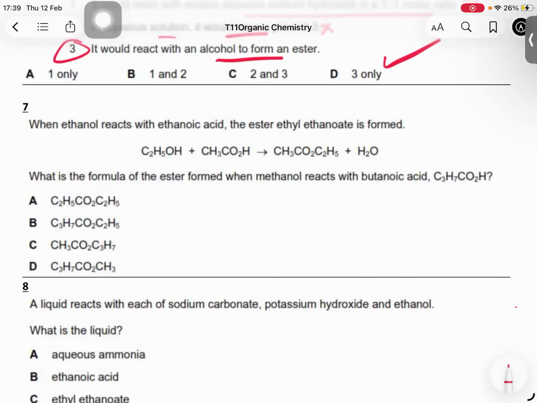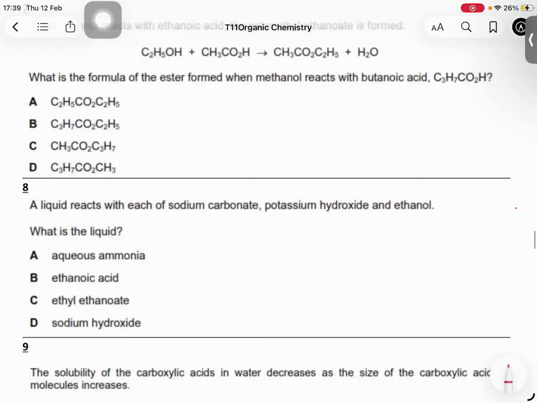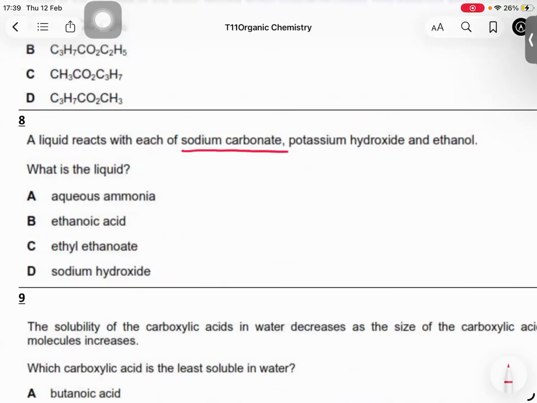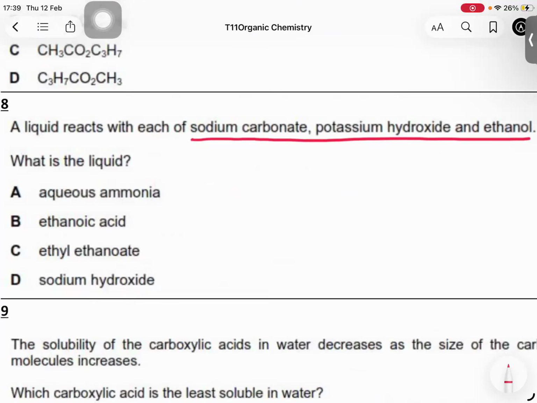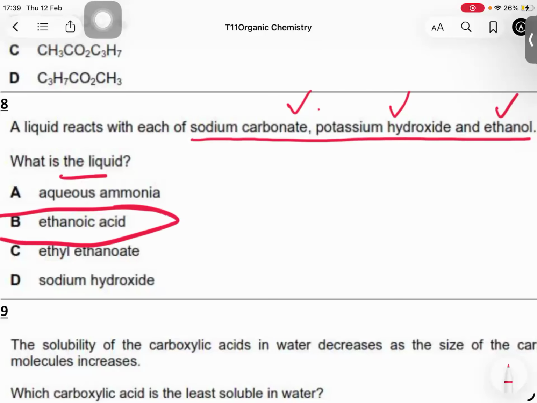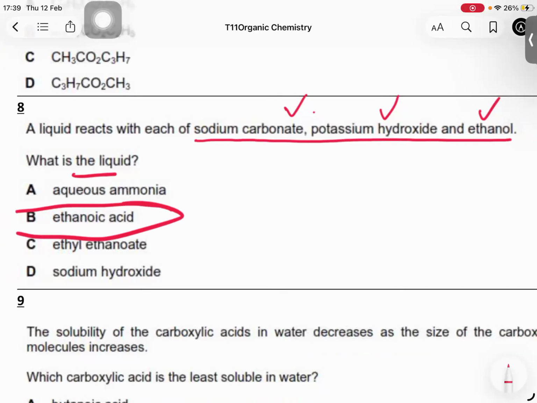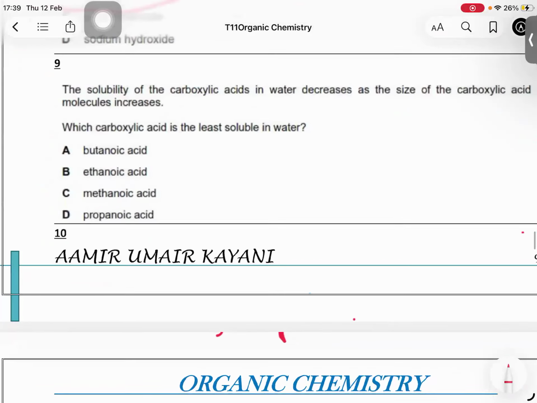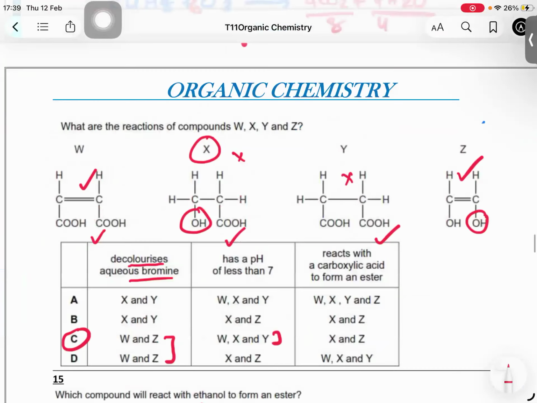When ethanol reacts, I think we just did this. Yeah, we did this. A liquid reacts with each of sodium carbonate, sodium hydroxide, and ethanol. What could this liquid be? Right, we just did कि कार्बोनेट के साथ, हाइड्रोक्साइड के साथ और अल्कोहल के साथ रिएक्ट करने वाला कौन होगा? They are the reactions of carboxylic acids, right? So what is the answer then? Ethanoic acid. Okay, ethanoic acid और acid are the ones जो कार्बोनेट से, हाइड्रोक्साइड से और अल्कोहल से रिएक्ट करते हैं. अल्कोहल से रिएक्ट करके एस्टर बनाते हैं और बाकी दोनों से सॉल्ट एंड वाटर बना देते हैं. Right?